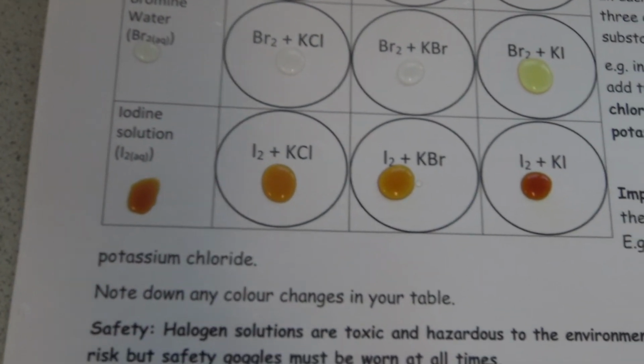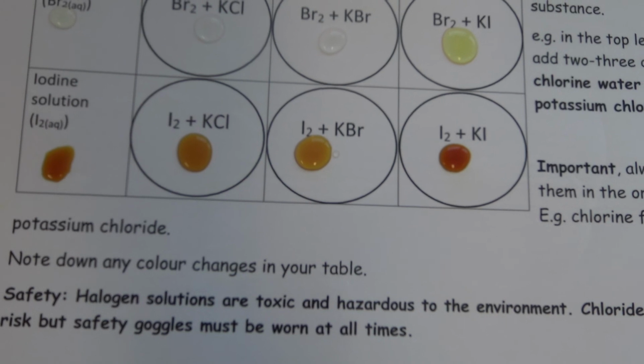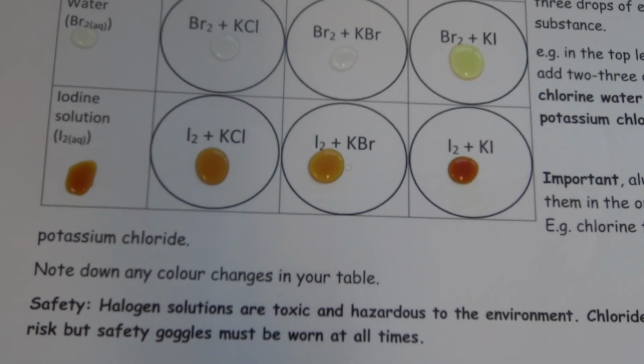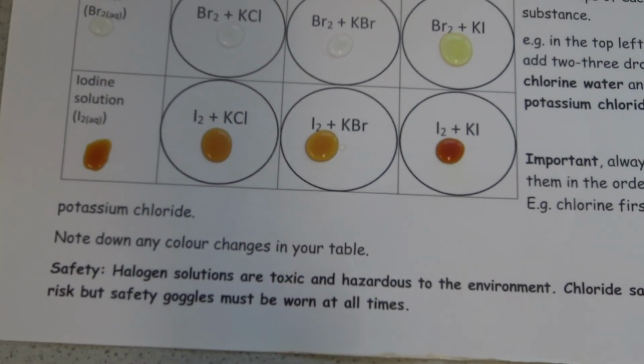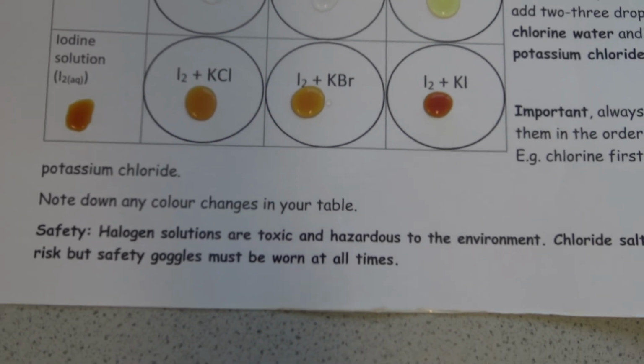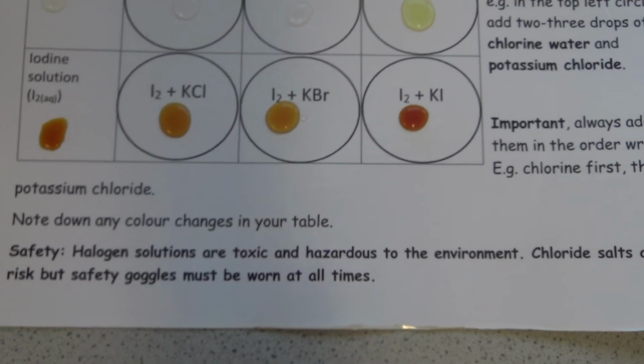And then look at the bottom row. There has been no clear colour change there, no displacement taking place, and that should be seen really because iodine is the least reactive halogen, so no displacement has occurred.